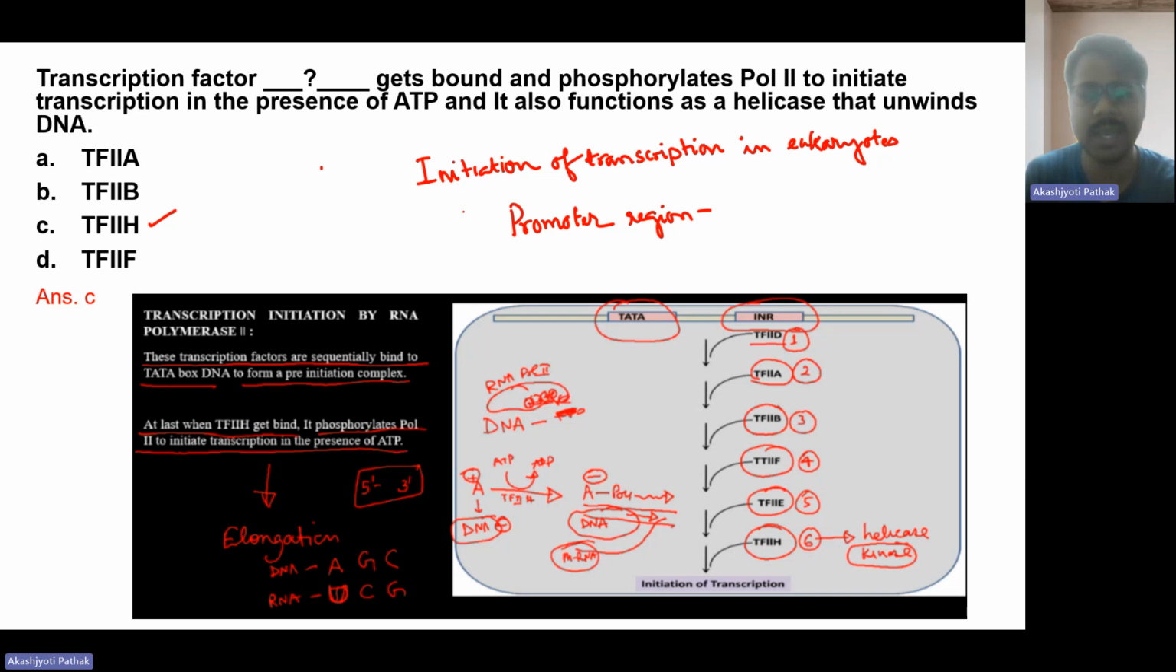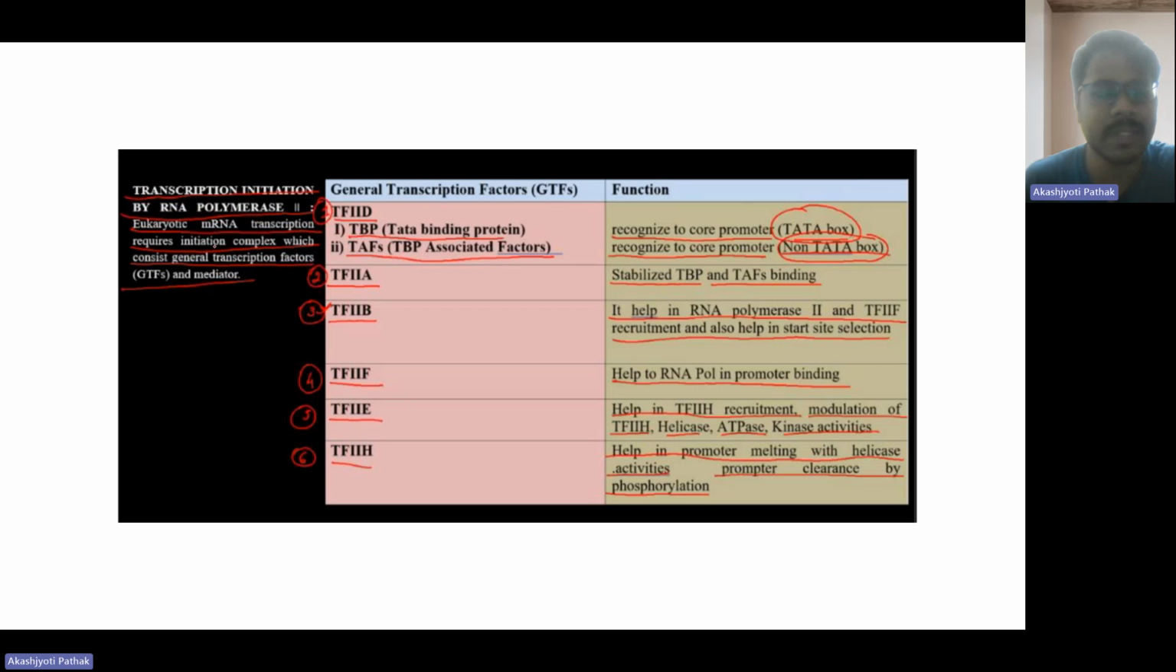Transcription factor 2H is the last transcription factor to bind to the RNA polymerase, and it will phosphorylate the C-terminal tail of the RNA polymerase. Once this phosphorylation takes place, it acts as a signal that the RNA polymerase can now move on to the elongation phase and synthesize a new RNA strand. Here, there was a table that was discussed in the lecture. You can go through this table.